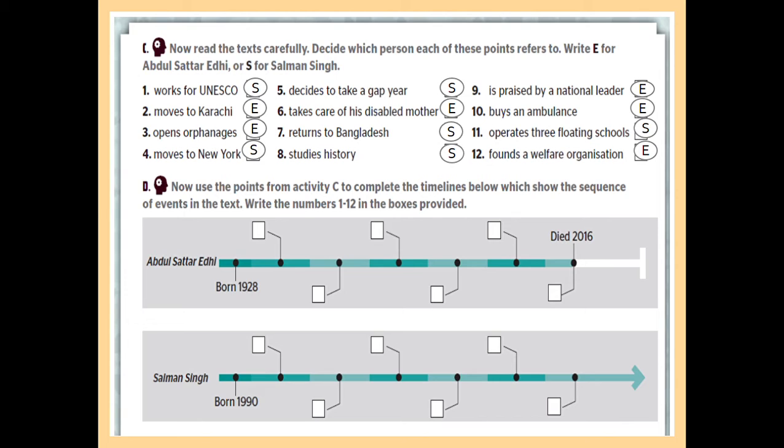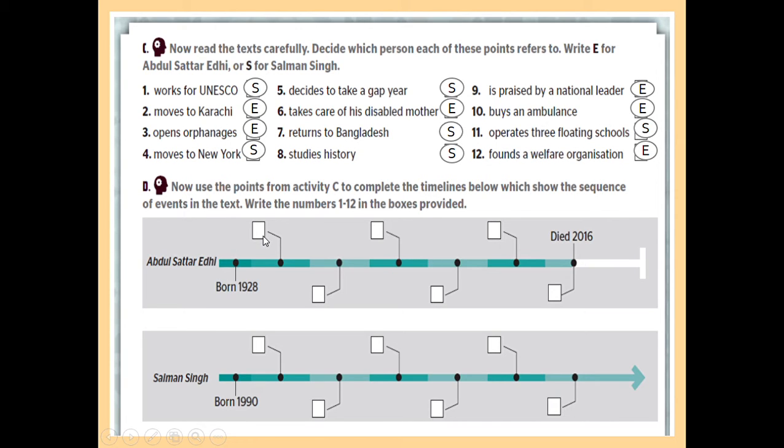Okay, what is everything that they did from when they were born to when they died? You have in exercise C everything about them, from text 1 and text 2. And you are going to use all this information to complete your own timeline about Abdul Sattar Edhi and Salman. Now, let's start with the first one.